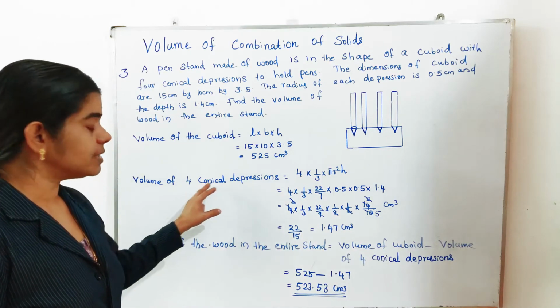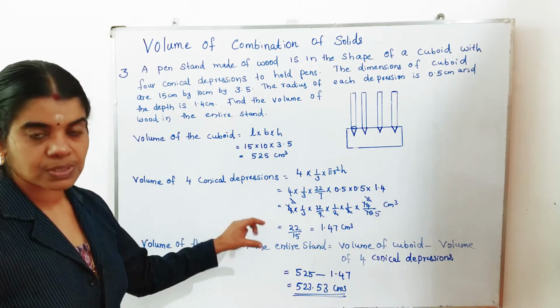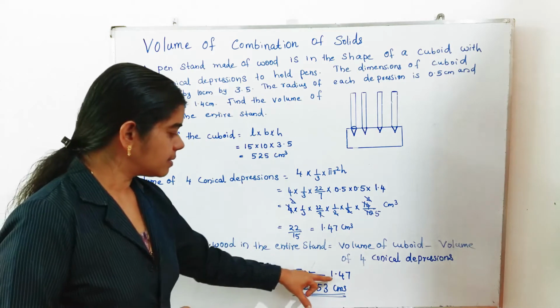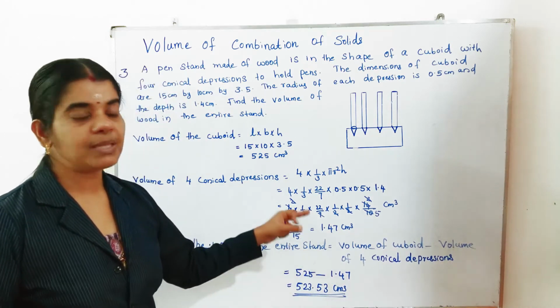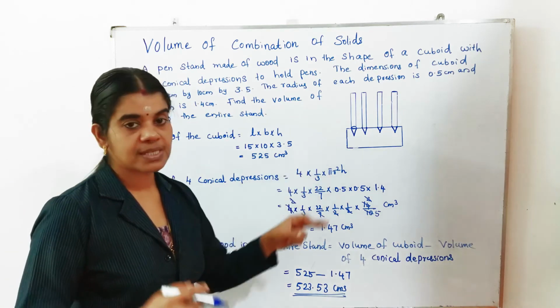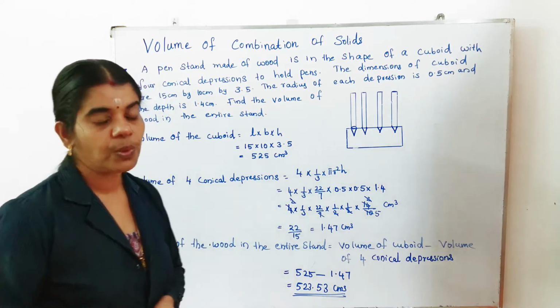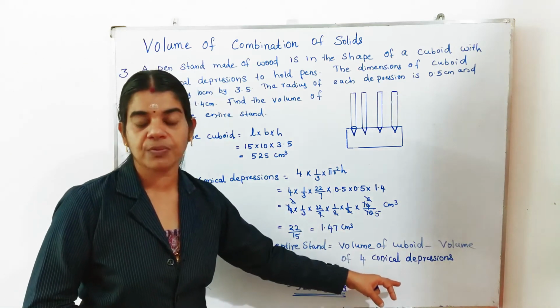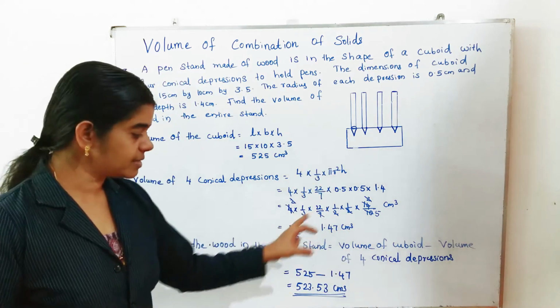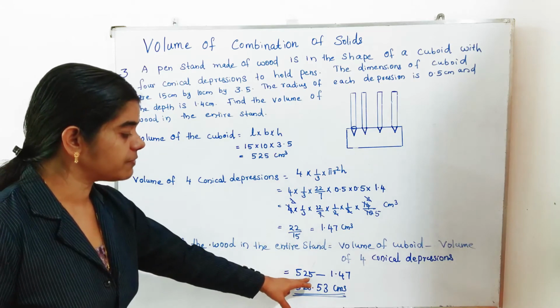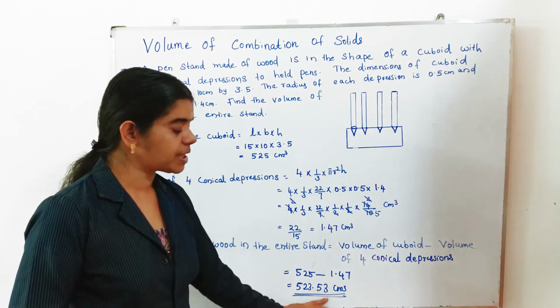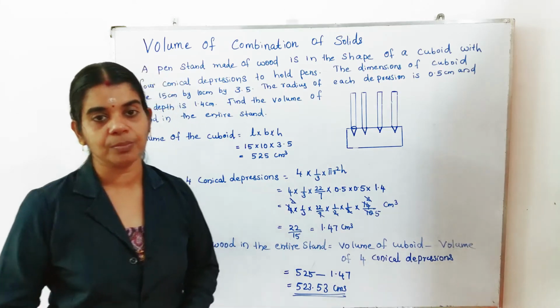Then we got the volume of the 4 conical depression also. Then 525 minus 1.47, that will be the volume. This conical depression means that wood we removed. So volume of the cuboid minus volume of the 4 conical depression, you will get the volume of the entire stand, that is equal to 525 minus 1.47, that is equal to 523.53 centimeter cube.